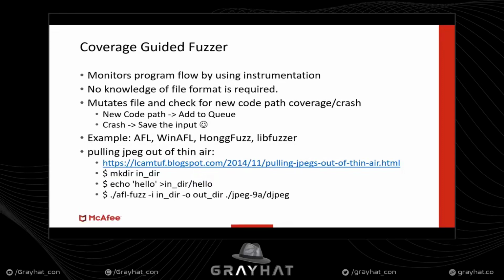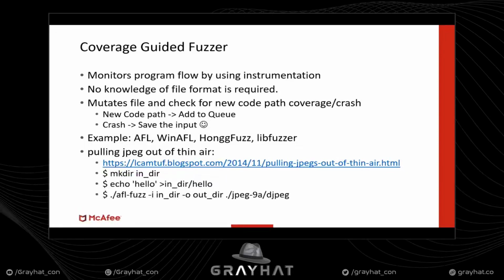So in a coverage guided fuzzer, you don't need any knowledge of file format or network protocol. A coverage guided fuzzer mutates the file and checks for a new code path or any crash. If it finds a new code path, it will add it to the queue. If it finds a new crash, it will save the input. Examples of coverage guided fuzzers are AFL, WinAFL, HonggFuzz, LibFuzzer, etc.